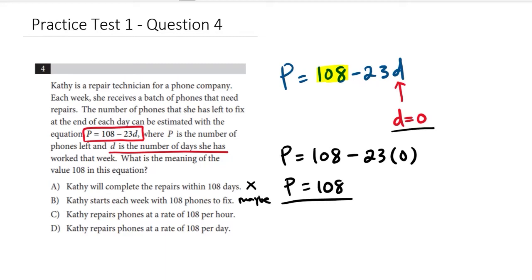C, Kathy repairs phones at a rate of 108 per hour. I don't think so, there was no information about the rate of fixing the phones. So that will be no. D, Kathy repairs phones at a rate of 108 per day. That will be no as well. So if you're not sure which answer is the best choice, it's better to read all the choices and find the one you think is the right answer. In this case, it will be B, the best answer.